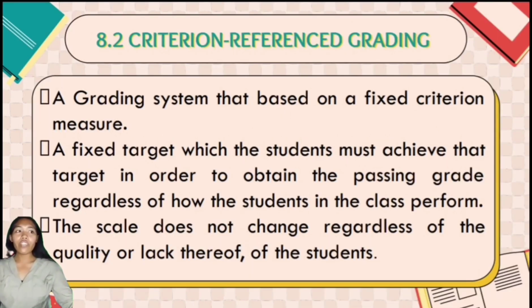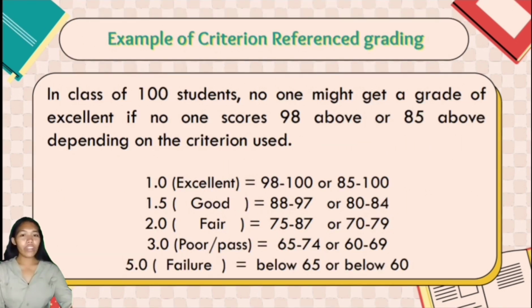Criterion reference grading is a grading system based on a fixed criterion measure. I know we are very familiar with criteria, right? We already encounter them a lot in any situation. It is a fixed target which the students must achieve in order to obtain the passing grade, regardless of how the students and the class perform. The scale does not change regardless of the quality or lack thereof of the students. So here is an example of criterion reference grading.